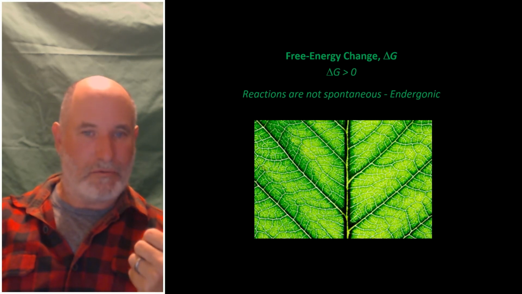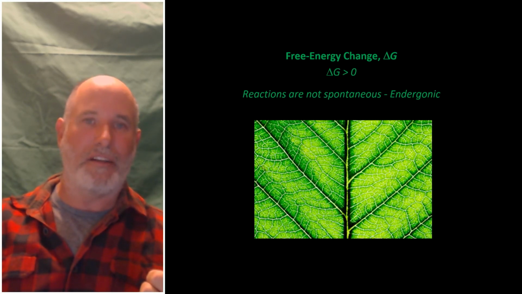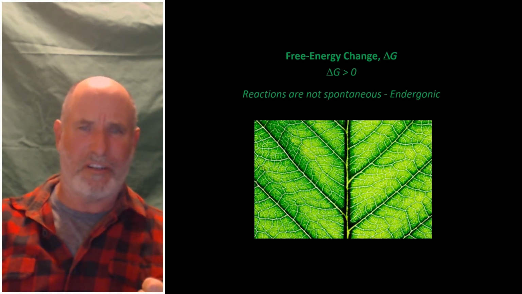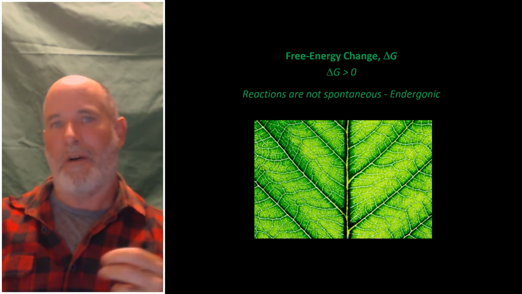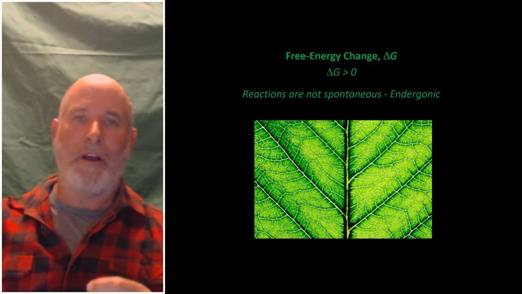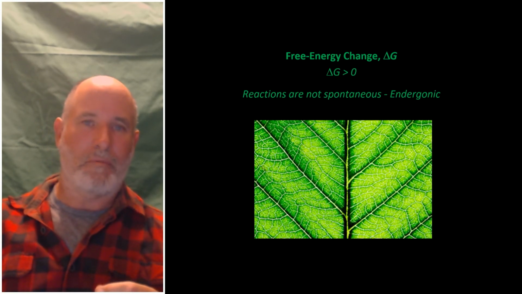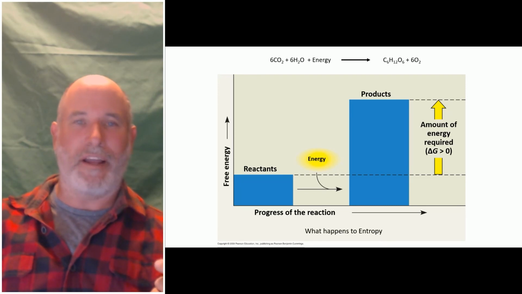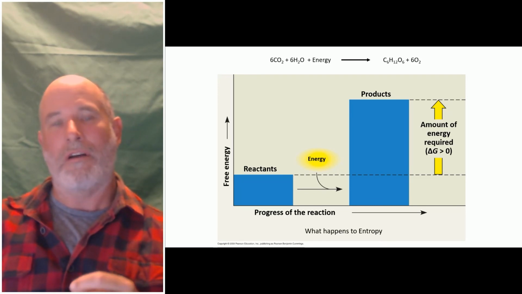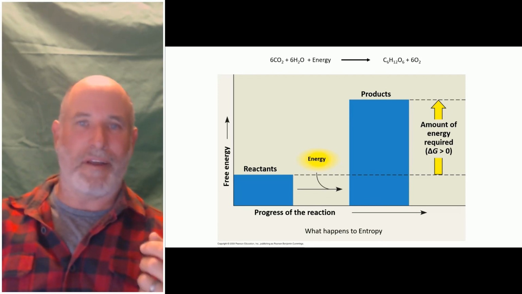I mean, those are really, really strong bonds. Oxygen is holding onto these electrons. It takes a lot of energy to break them, and the energy formed when the carbohydrates are formed is nowhere near enough to break the bonds of the reactants. And of course, when you're doing an endergonic reaction, the products store more potential energy than the reactants.